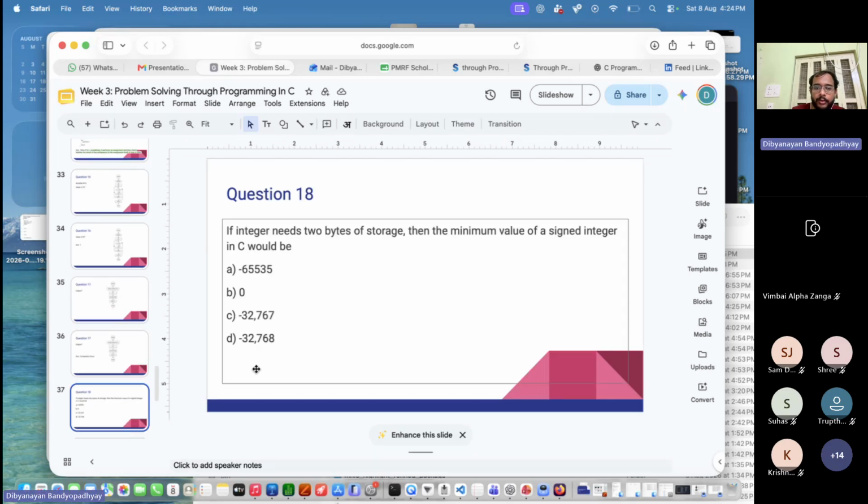So moving to question number 18. So this is another question from the previous things. So an integer needs 2 bytes of storage. What is the minimum value of the signed integer in C? So understand how signed integers are declared in C in 2's complement form. So if you remember 2's complement, you'll get to understand what is the storage value, basically range. Okay.